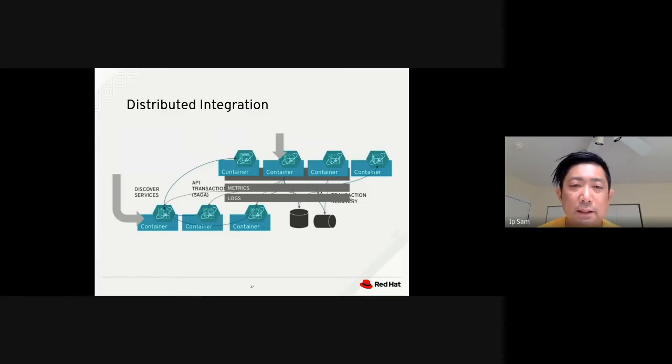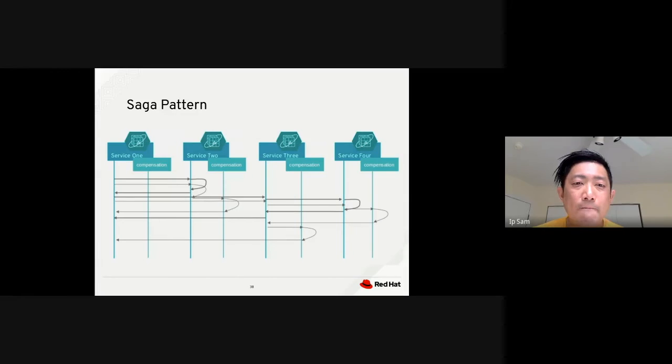So when this type of distributed application comes in, what are the best practices to handle this? Here we talk about a Saga pattern that we use heavily for application modernization. The Saga pattern works like this. You have multiple services: service 1, service 2, service 3, and service 4. Each service has its own compensation object associated with the service.